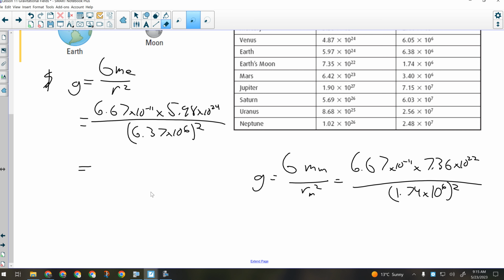All right, so the only trick really with gravitational field strength is remembering to actually solve for gravitational field strength and not force of gravity. That's the most common mistake. Second most common mistake, forgetting to square the radius, but that one should be obvious when you do it.